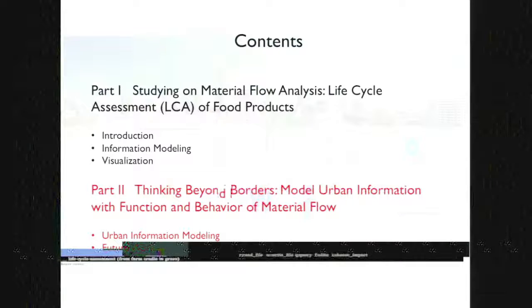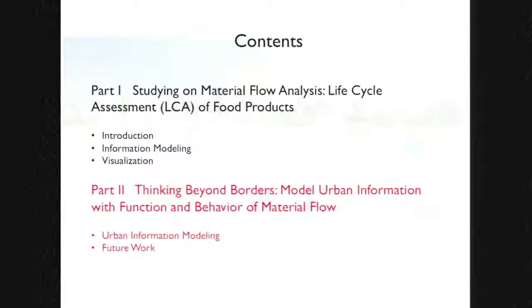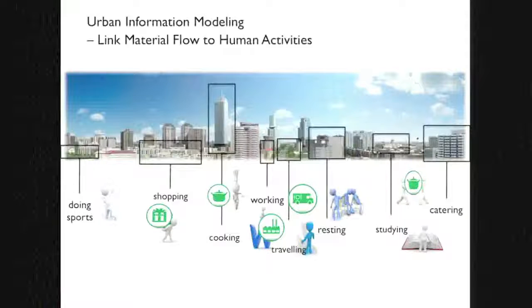Then the first part is finished, but this is not the end, because this is just a visualizing tool. It's not an urban information model. What we can do is far more than that. We can use this food material flow to link to human activities. As I show you here, we go shopping to buy some food stuff and cooking, we work, consume this food material, and use transportation to transfer this food material.